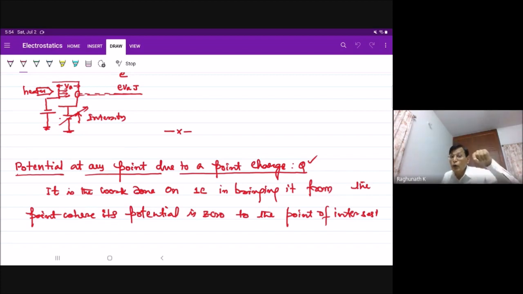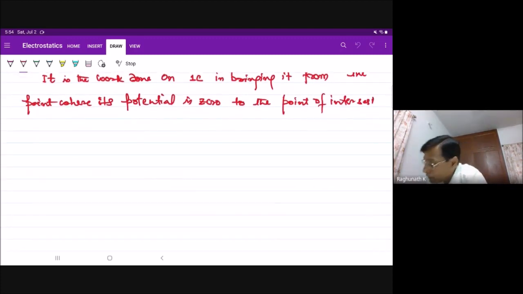It is the work done on 1 coulomb in bringing it from the point where its potential is 0 to the point of interest. Check it now. If I have a charge of 2 coulombs, where can I keep any other charge so that it doesn't move? I should keep it at a point where the force experienced by the second charge is 0. What is the distance? Infinity. Correct? If I take a point which is at infinite distance from the given charge, q by 4 pi epsilon d square, with d equal to infinity, is 0.